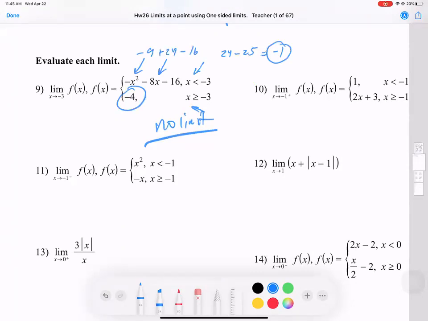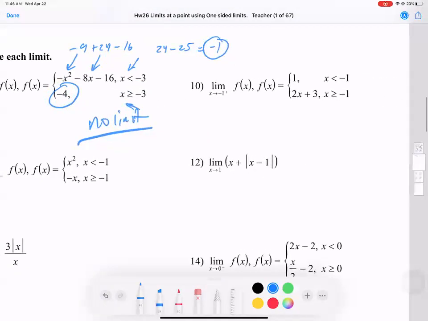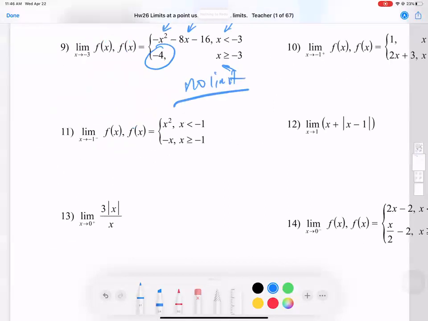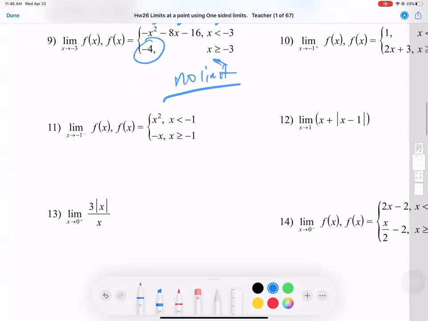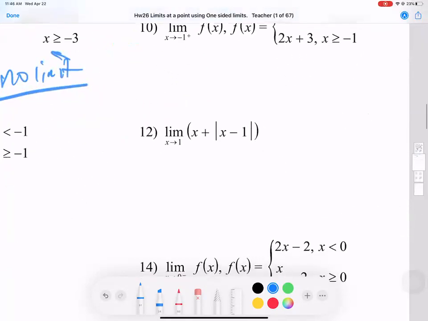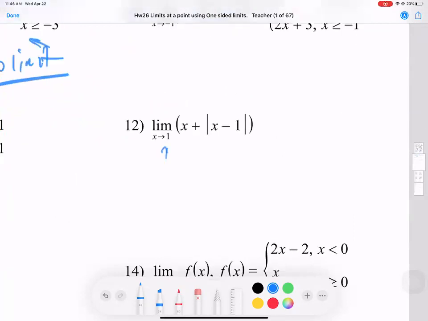But let's look at number 10. Oh wait, no, let's look at this one here. Okay. Is this automatically going to be does not exist? Well, let's plug in 1. That's 1 minus 1 is 0. 1 plus 0 is 1. I'm done.